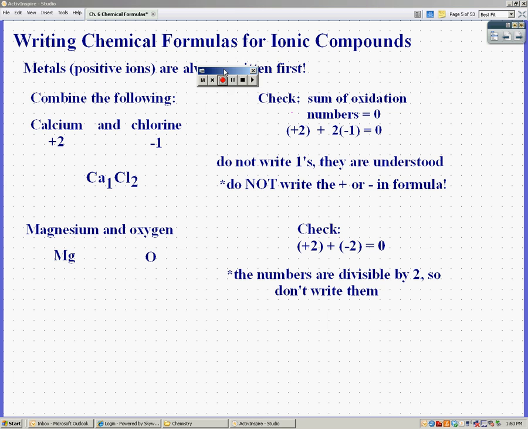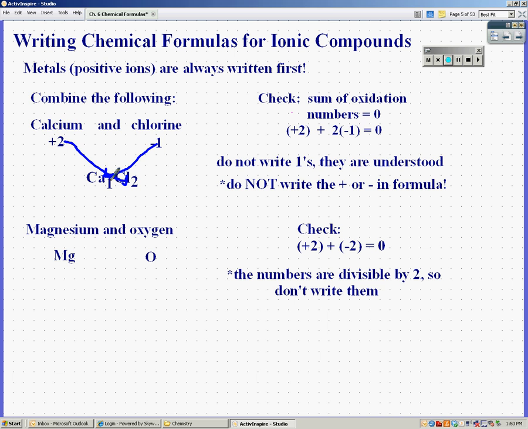Okay, so once we know a little bit about their charges, that's going to help us write their formulas. Remember, when they join together, the positives want to cancel out the negatives. A trick that helps you do that without having to count them all up each time is called the crisscross method, which means you bring down and across the charge, and that becomes your subscript.